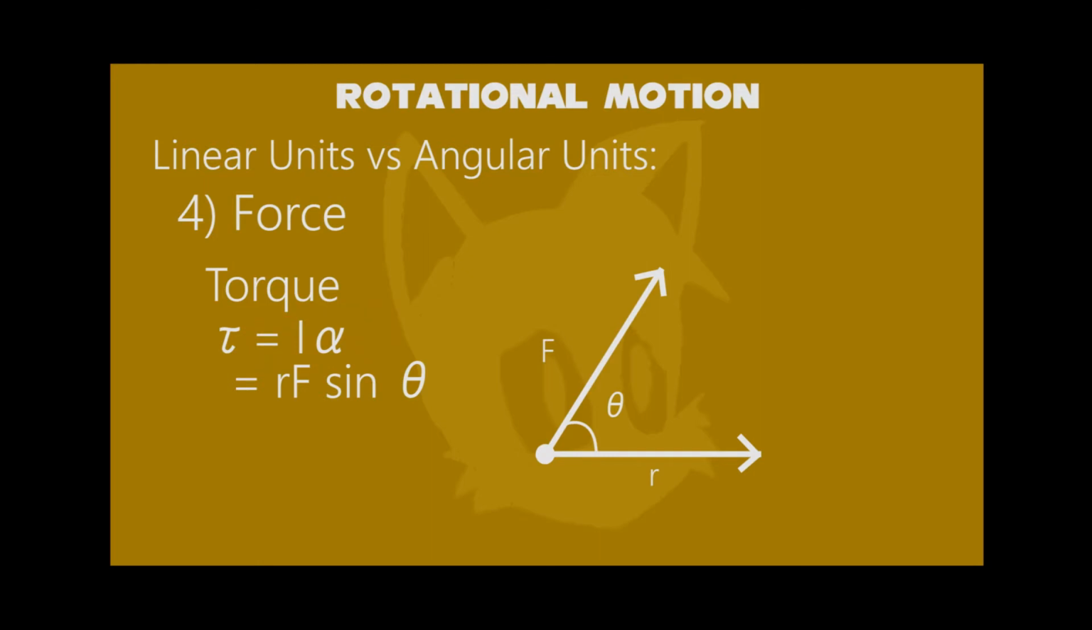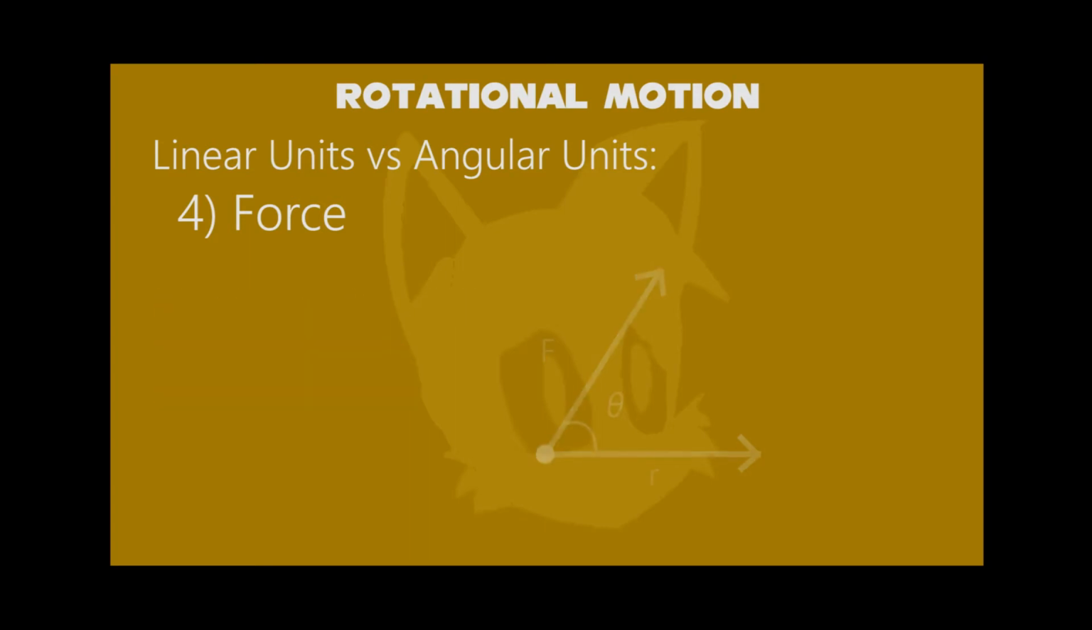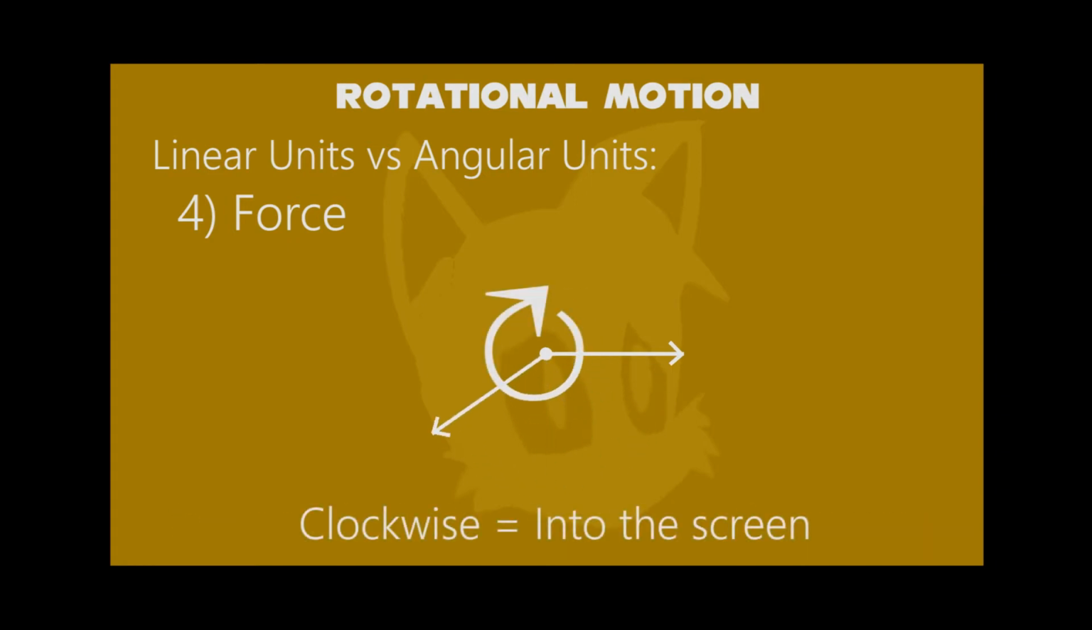Also, torque is equal to R F sin theta, where theta is dependent on angles. To give it a maximum torque, we now say torque is equal to R cross F. Don't forget to put a cross vector now, and use your right hand to identify the direction of torque. If you have made the torque in a counterclockwise direction, the result is coming out of the screen. If the direction is clockwise, then the result of the torque is into the screen.